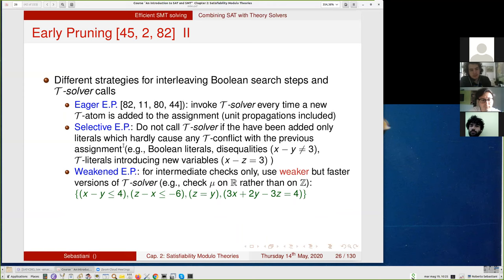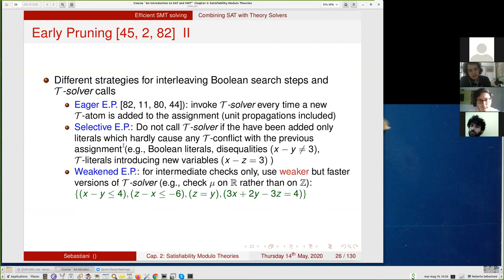Add a new literal, invoke the theory solver. Even, the strategy we adopt in MATSAT is that we invoke theory solvers only after unit propagation. So first we let the unit propagation SAT solver run, and then when all the literals implied by unit propagation have been applied, then you can invoke the theory solver.